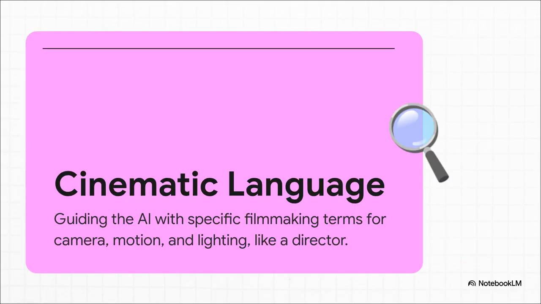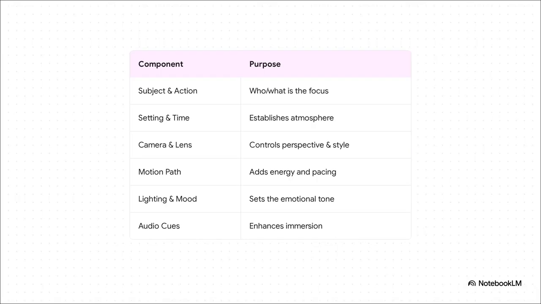Okay, so here's the first huge fix. You need to stop thinking like a writer and start thinking like a director. See, the AI doesn't just need a description, it needs a shot list. It needs to know how you want to film the scene. This is what we mean when we say you have to speak its native tongue, cinematic language. Let's break down what a real director's prompt looks like. Of course, you've got your subject and action, that's the core. But then you layer in the setting, the time of day, the exact camera and lens you're using, how that camera is moving, the lighting, the mood, even the audio. Every single one of these components gives you more and more control.